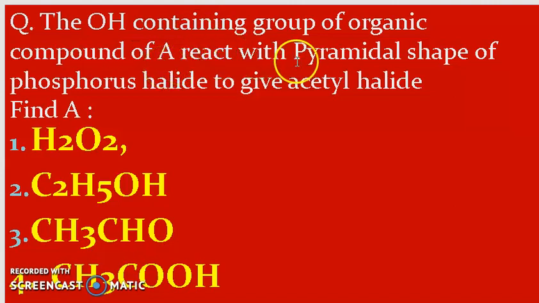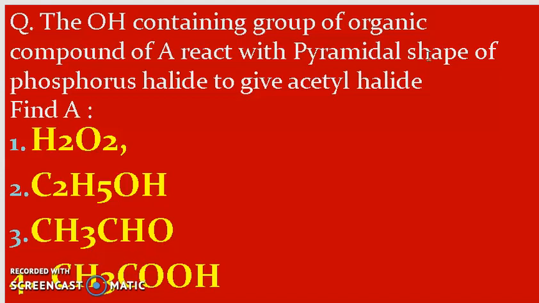Okay, so it reacts with the pyramidal shape of phosphorus halide. What is that pyramidal shape of phosphorus halide? Phosphorus halide may mean PCl3 or PBr3 or PI3, or any halide that reacts with phosphorus. Here they have mentioned the pyramidal shape, so what has a pyramidal shape?